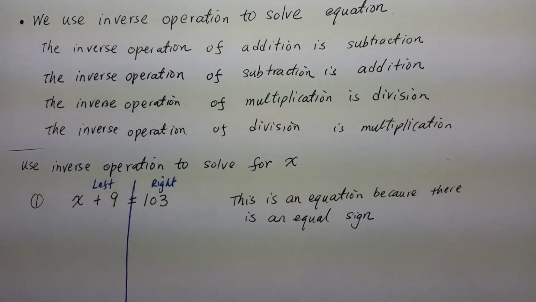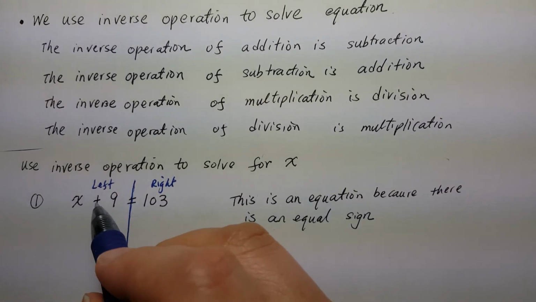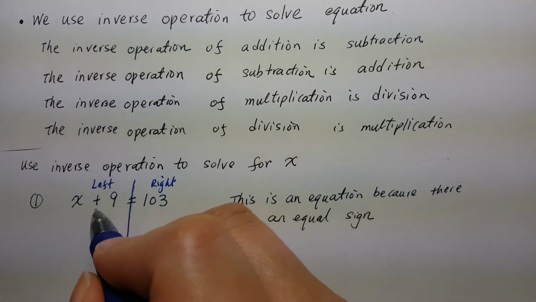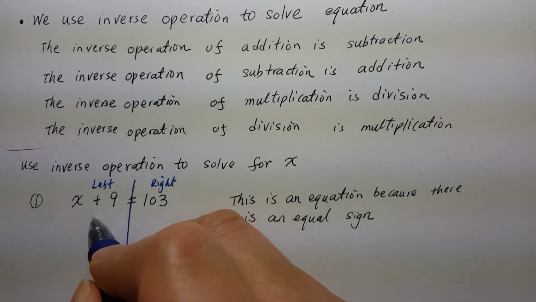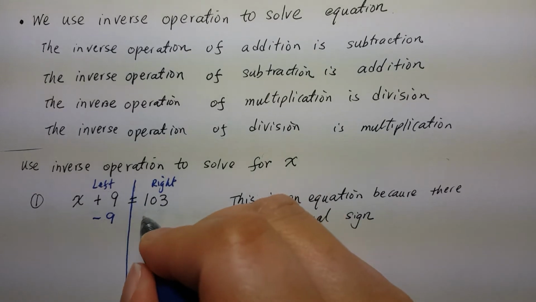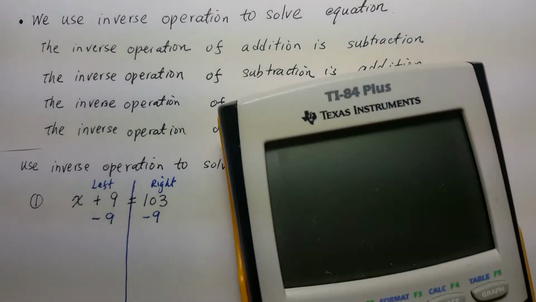So we are trying to isolate the x or keep the x by itself. We want to make the plus 9 disappear. To make it disappear, we have to use opposite, plus, so we do minus. So we do minus 9, and we have to balance. So because we do minus 9 on the left, we have to do minus 9 on the right.